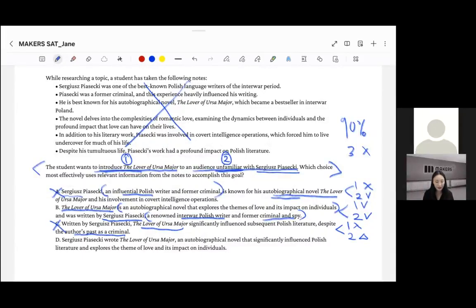D. Sergiusz Piasecki wrote The Lover of Ursa Major, an autobiographical novel that significantly influenced Polish literature and explores the theme of love and its impact on individuals. So this would be a very good introduction and explanation of this book. So point 1 is addressed, but we know nothing about this person. The fact that he wrote this book is all that is introduced about this author, which is not as good as what B is doing. So B would be the best option that introduces this book and introduces who this author is to an audience unfamiliar with this author, making B correct.